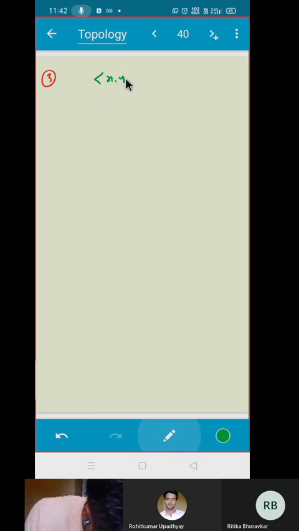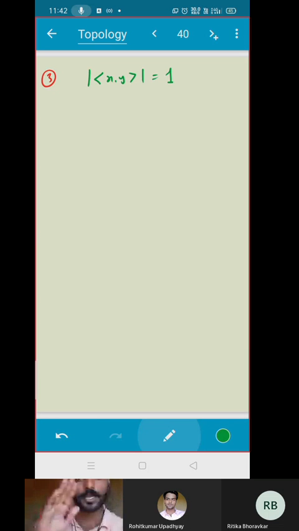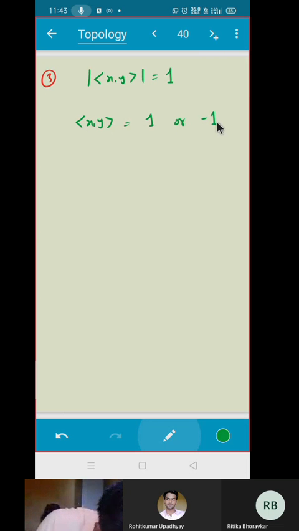If I'm having inner product of x comma y as 1, mod of x comma y is 1, correct? Then I need to prove something. What do you think I should write? If inner product of x comma y is 1, that means what? They are either 1 or minus 1. Sir, it's positive always. Yes. No, I'm not solving inner product. I'm just writing mod. I'm breaking the mod. I don't know about inner product yet.